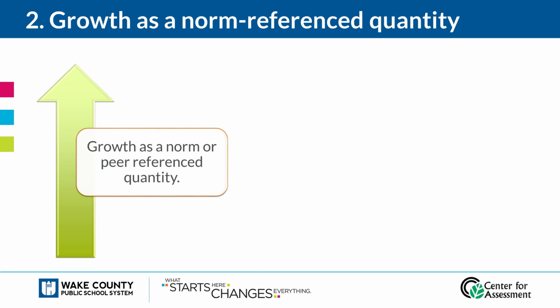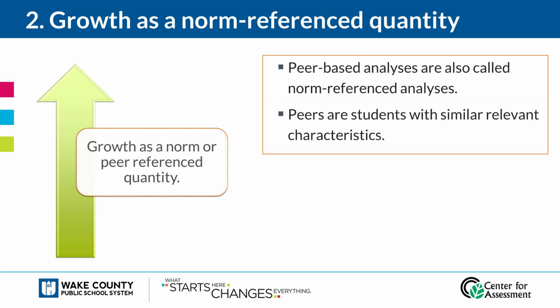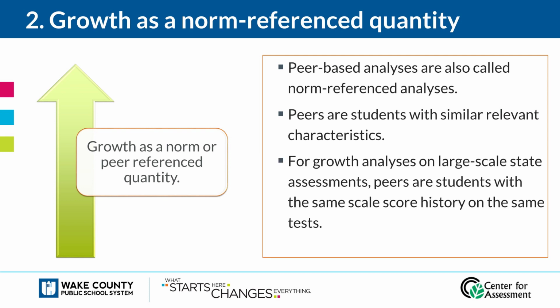Now let's consider growth as a norm or peer-referenced quantity. Peer-based analyses are also called norm-referenced analyses. As with infant height or weight charts, peers are children or students with similar relevant characteristics. For growth analyses using large-scale assessments, peers are students with at least the same scale score history on the same tests.